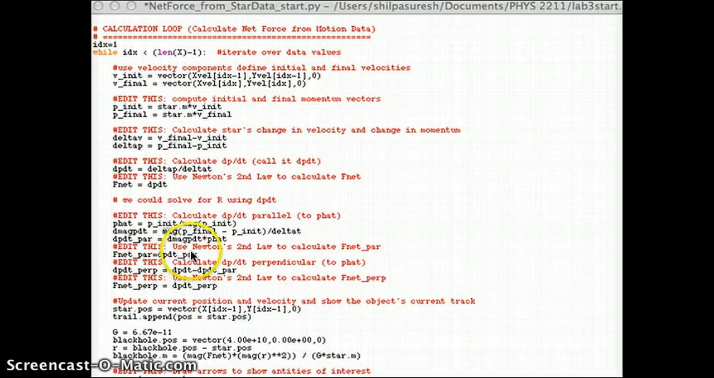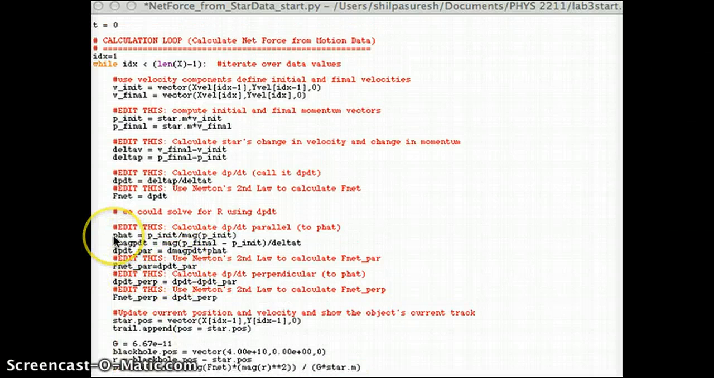Similarly, the magnitude is noted as the change in the momentum divided by the time step. Together, these two variables help to solve for the net force dp dt in the parallel direction. Next, we solve for the perpendicular component of F net, noted as dp dt perpendicular.